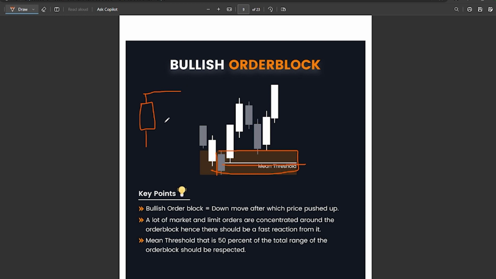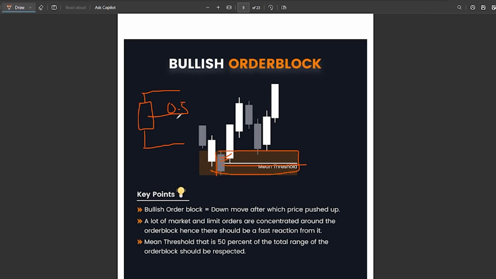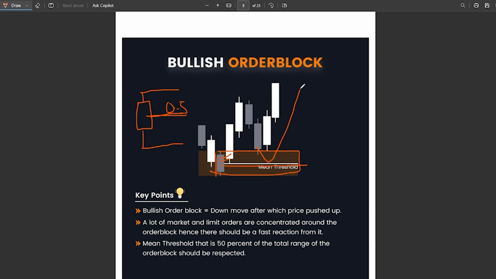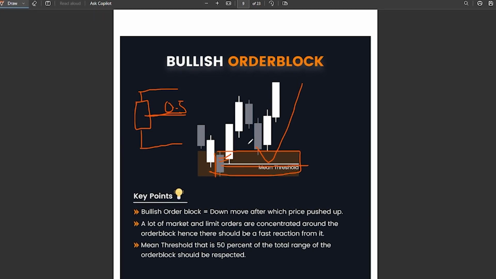So suppose this is the entire candle of the bullish order block. Now the 50% level of this, 0.5, is the mean threshold. And if you want a good reaction from this bullish order block, price must not cross the 0.5 level. That is the mean threshold, and it must give the fast reaction. So now let's move on to an example of bullish order block.